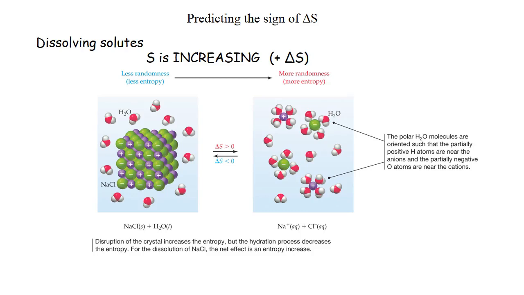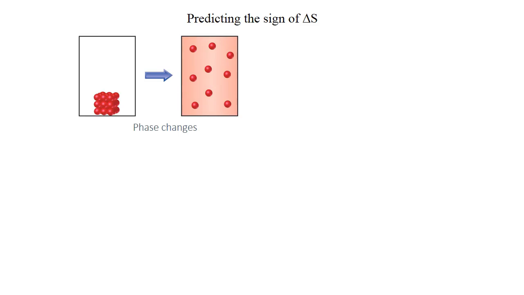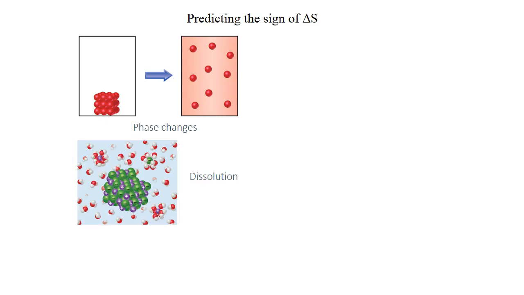Okay, so just to summarize the different types of processes where we can predict the sign of delta S. We talked about phase changes. That's a solid going to a gas. And you know that the solid has the lowest amount of entropy and the gas has the highest entropy. So if you're going from the solid to the liquid or the liquid to the gas, entropy is going up. If you're going the opposite direction, entropy will be going down. In a dissolution process, delta S is definitely positive.